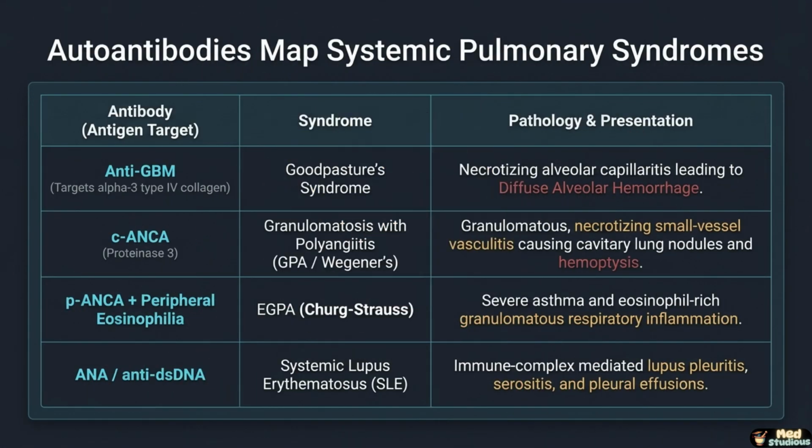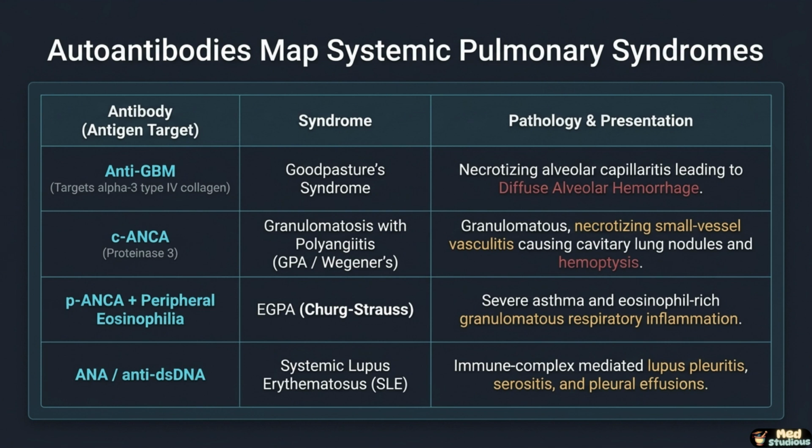Some of the most severe lung diseases aren't caused by infection or toxins at all. They're driven by the immune system attacking the body's own tissue. Each autoantibody creates a remarkably specific clinical fingerprint. Anti-GBM antibodies targeting alpha-3 type 4 collagen cause Goodpasture syndrome, producing necrotizing inflammation of the alveolar capillaries that leads directly to diffuse alveolar hemorrhage. C-ANCA antibodies targeting an enzyme called proteinase 3 cause granulomatosis with polyangiitis, formerly known as Wegener's, a necrotizing small vessel vasculitis that produces cavitary lung nodules and hemoptysis.